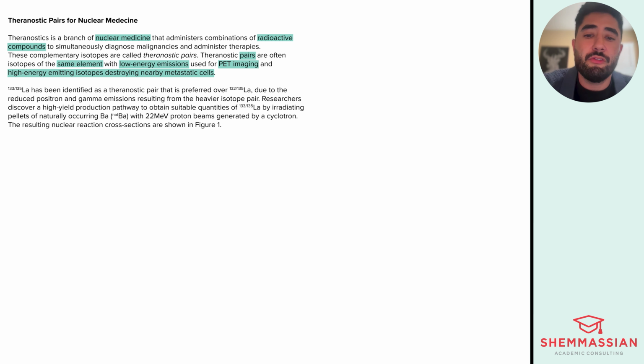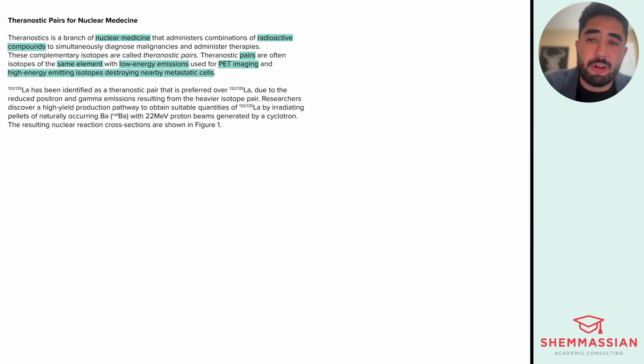Paragraph 2 states that lanthanum-133 and 135 has been identified as a theranostic pair that is preferred over lanthanum-132 and 135 due to the reduced positron and gamma emissions resulting from the heavier isotope pair. Researchers discover a high-yield production pathway to obtain suitable quantities of lanthanum-133 and 135 by irradiating pellets of naturally occurring barium, which will be written as natural barium, with 22 million electron-volt proton beams generated by a cyclotron. The resulting nuclear reaction cross-sections are shown in Figure 1.